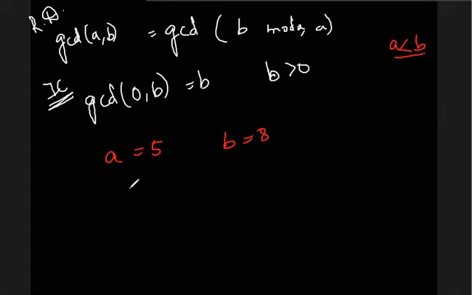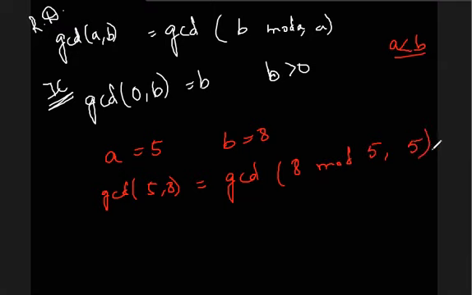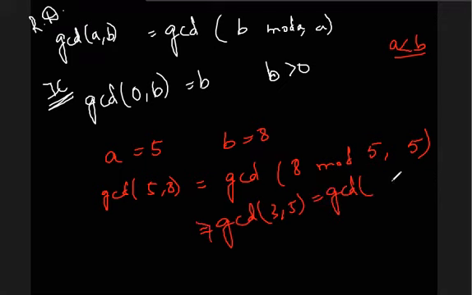Now over here, we need the GCD of 5 comma 8. GCD of 5 comma 8 will be GCD of 8 mod 5 comma 5, so b mod a comma a. And we have to keep on doing this until we get 0 in the place of a. 8 mod 5 will give you the remainder 3. So we have to find GCD of 3 comma 5. Now for this step we will get GCD of 5 mod 3 comma 3, so b mod a comma a. 5 mod 3 is giving you the remainder 2.